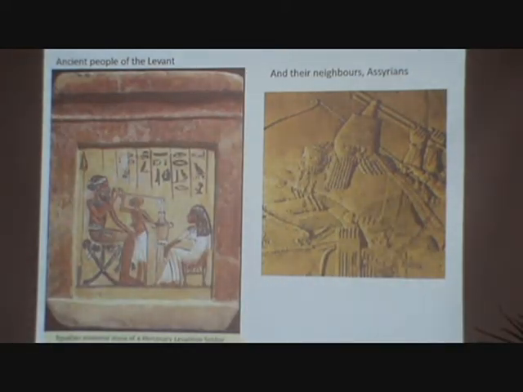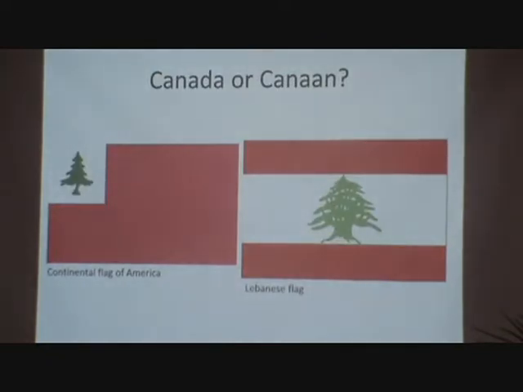Now that brother looks like a brother in here, right? And his sister too. And their neighbors, Assyrians, from those ancient times. That's what they look like. That hat looks kind of familiar, doesn't it? So is it Canada or Canaan?